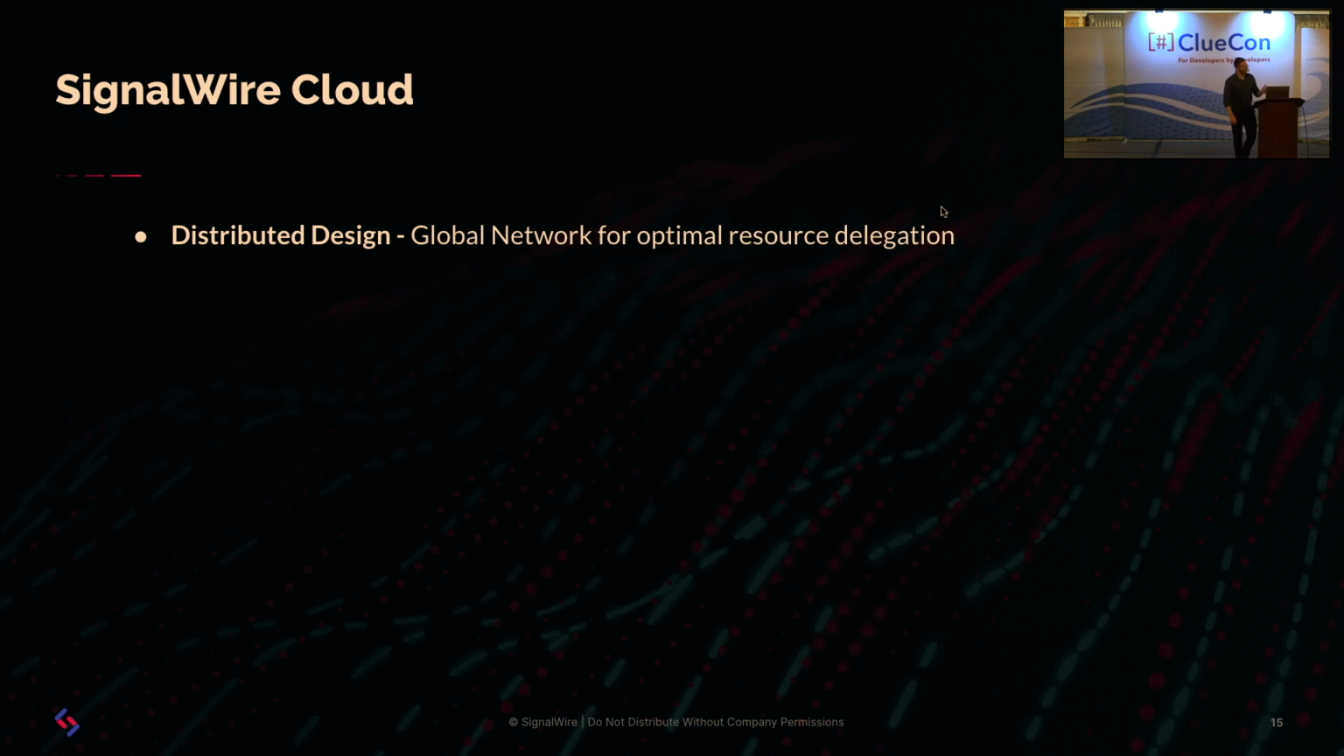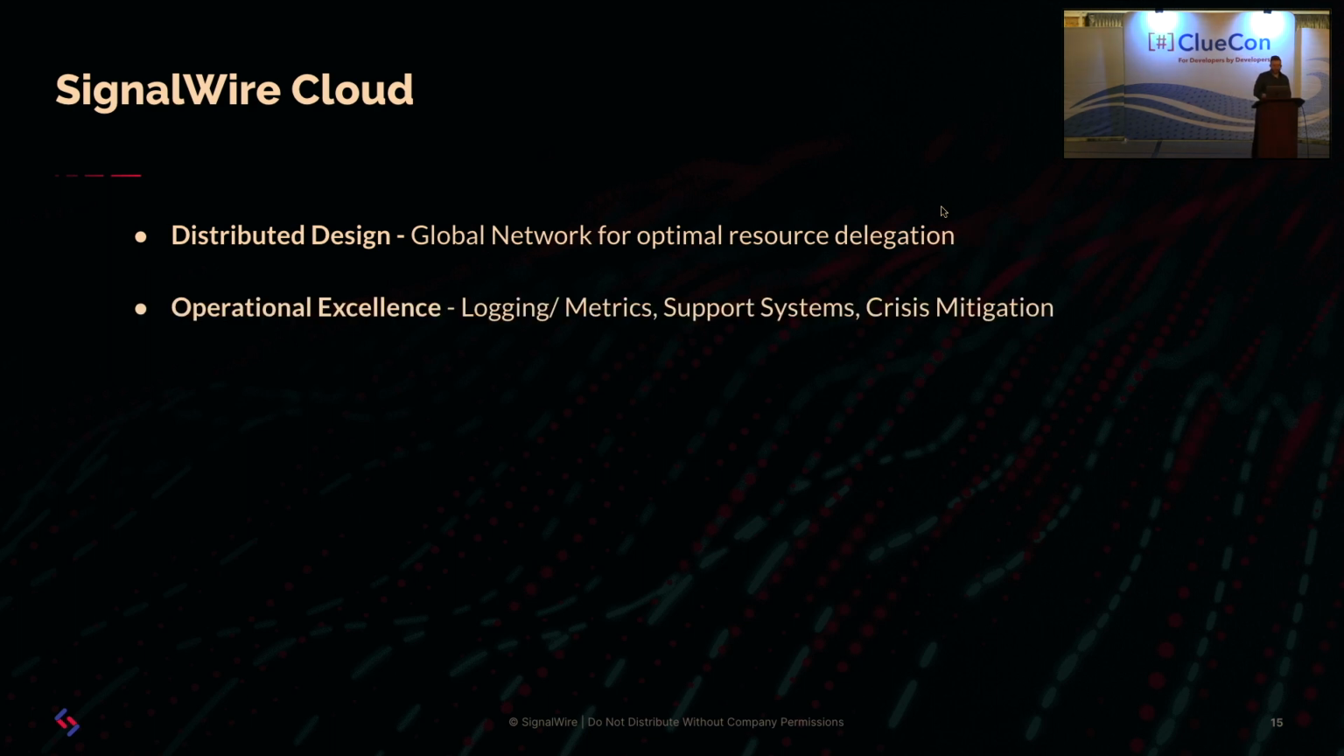So talking about SignalWire Cloud specifically and how this relates to everything. Distributed design, so having a global network that you can access real-time communication on, edge networks that are accessible from anywhere in the world, and having minimal latency when you're connecting to those.